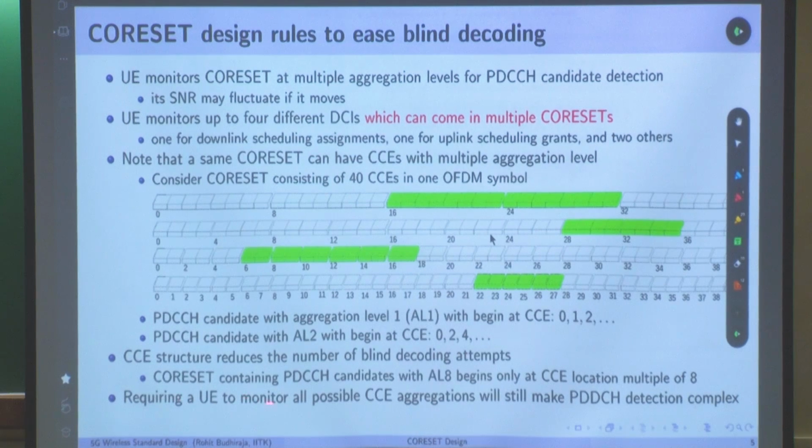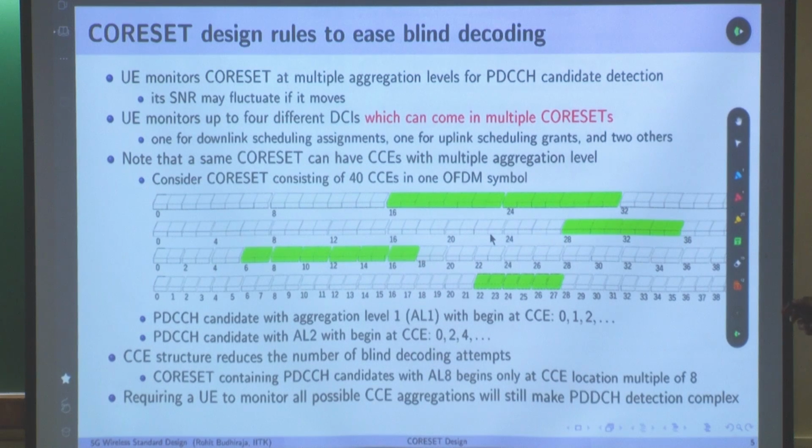So requiring a UE to monitor all possible CCE aggregations will still make PDCCH detection complex. What is this bullet saying? I am defining only specific search spaces. I am not saying that please search in all these locations. If a UE has to search at aggregation level 1 at all these places, gone. Let's say how many are there, 38, right? So it will have to make 38 attempts right here itself. It will not be able to monitor at any other aggregation level, right?